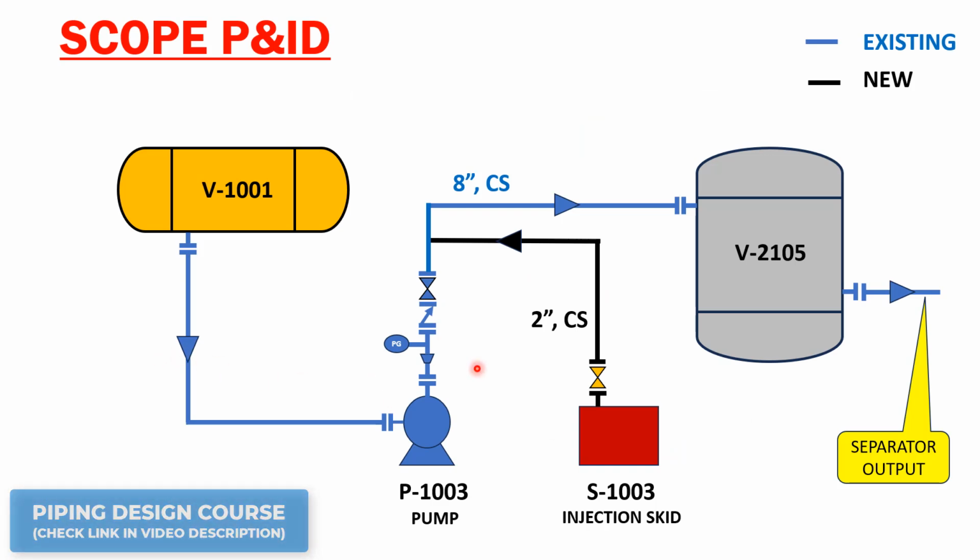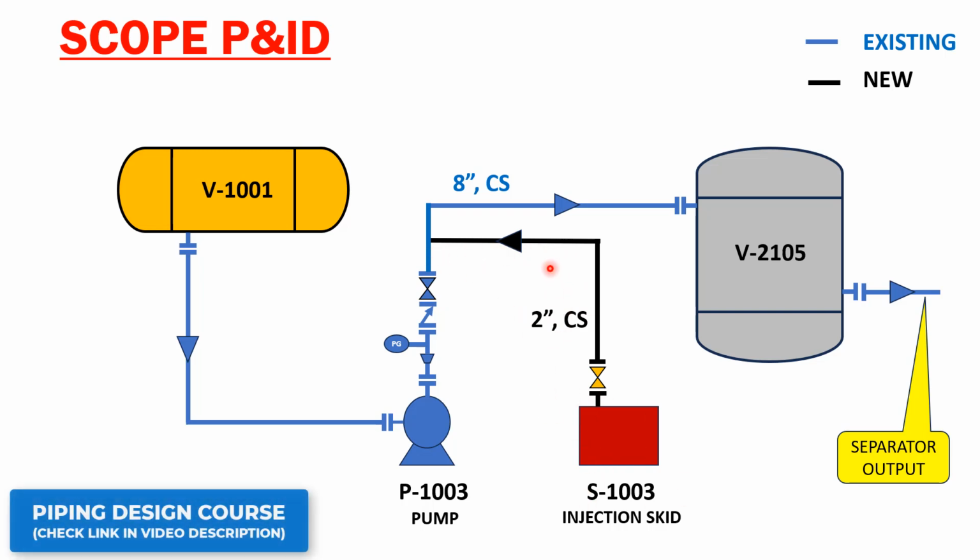You have to read the P&ID once again. See, the pump discharge from here, the line goes to another separator, right? So what are the things over here? You have a flange, a reducer, a PG pressure gauge, a check valve, and an isolation valve. Then you have a connection from this to a 2-inch line from the skid.